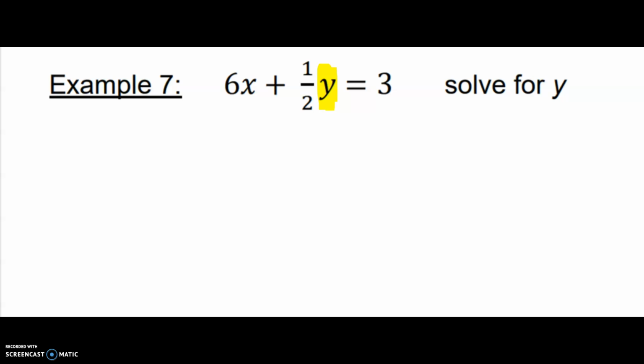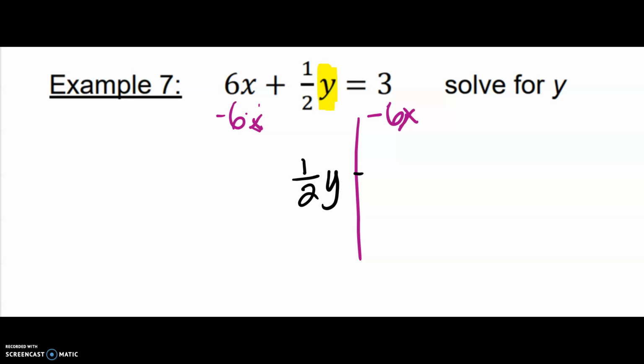We're going to be doing our inverse operations. I'm going to start by getting rid of the 6x that's over here on the left side with the y. So we will subtract 6x. Whatever we do to one side, we must do to the other side. So I will subtract 6x from over here as well. And that will leave us with 1/2 y on the left side equal to negative 6x plus 3 on the right.